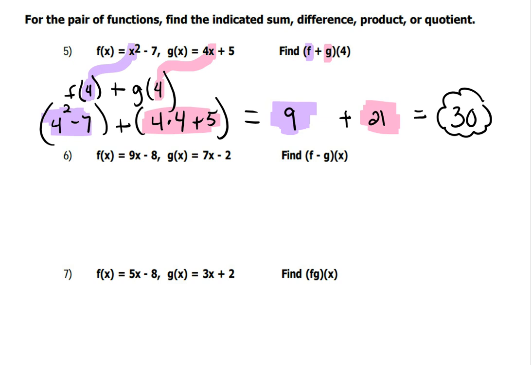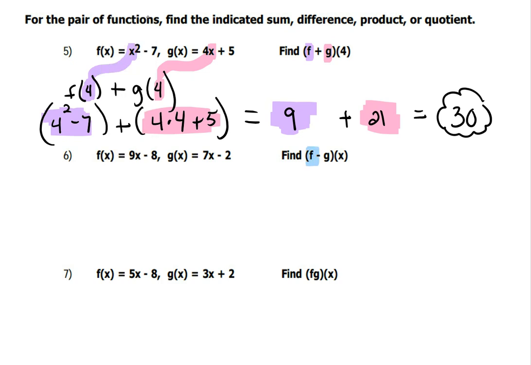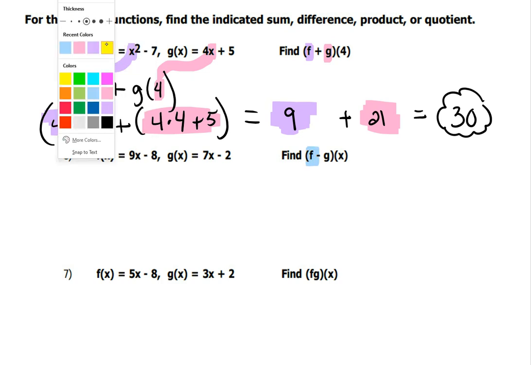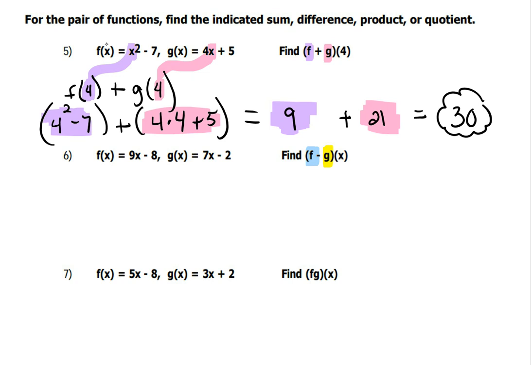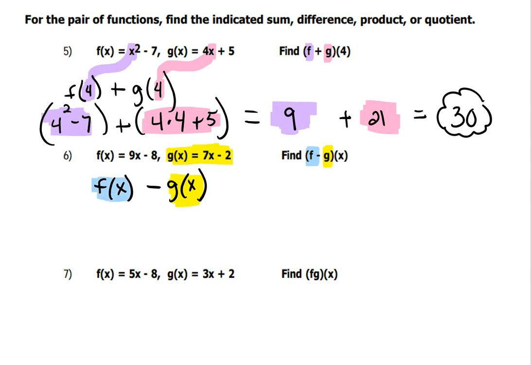Now the second one, I said do f minus g of x. So remember, f minus g of x is the same thing as saying f of x minus g of x. We're not plugging any numbers this time. And the g of x function is the yellow one, which is here. And the f of x function is the blue one, which is there.